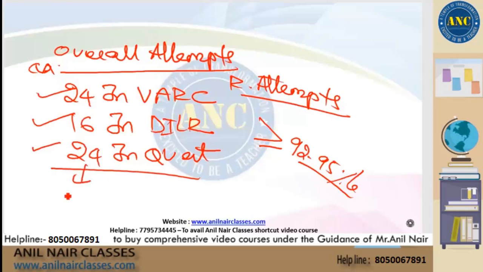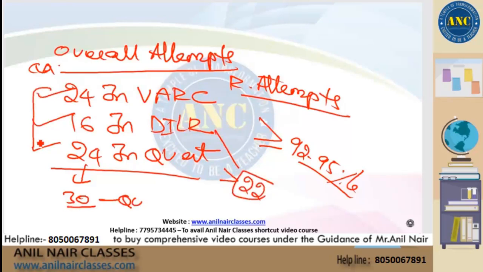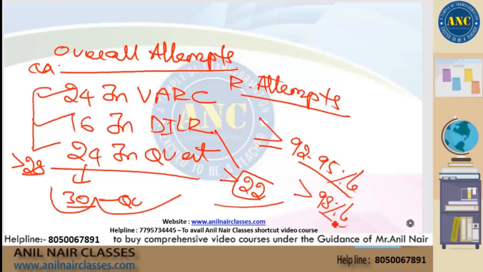Any student who has attempted close to 30 right in quant, greater than 22 in DI and LR, and greater than 28 in VA and RC, has good chances of getting close to 98 plus percentile. Of course, it all depends upon the other people's competency and the number of attempts and everything. This is my overall analysis.